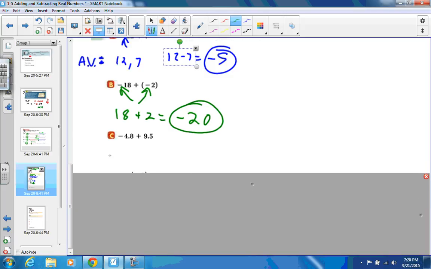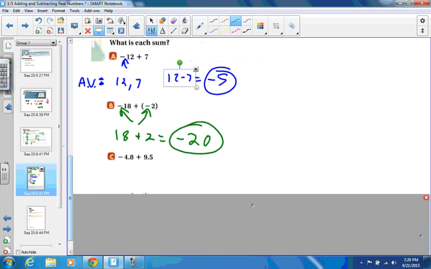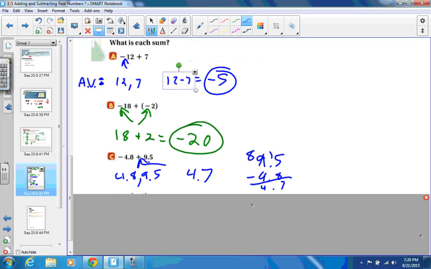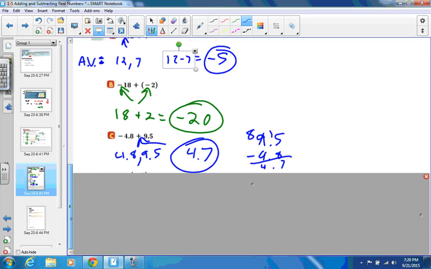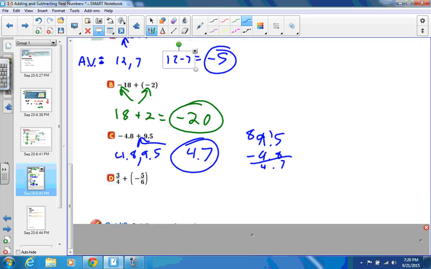Okay, one has positive, one has negative, so we're going to go back to the blue where we decided that we'd find the difference between their absolute values. So we have 9.5 and 4.8. Find the difference between those, 9.5 and 4.8. We'll borrow one here. 4.7. If you look, the bigger number has a positive sign in front of it, so it's a positive 4.7. And one more.